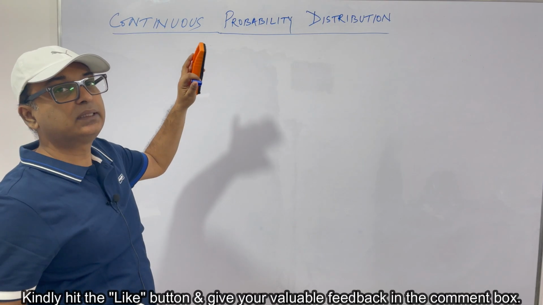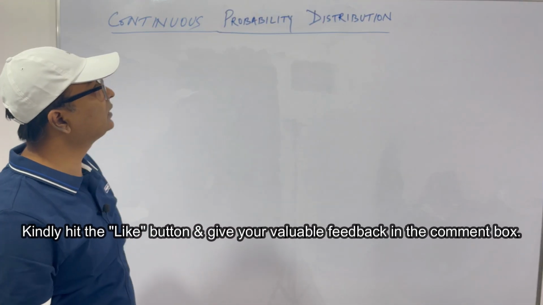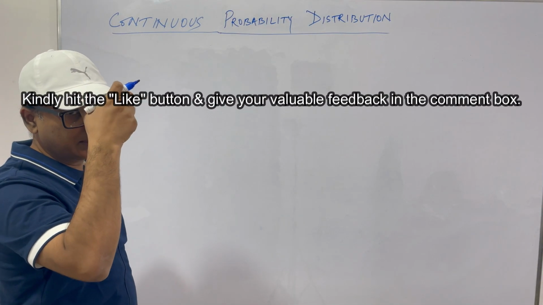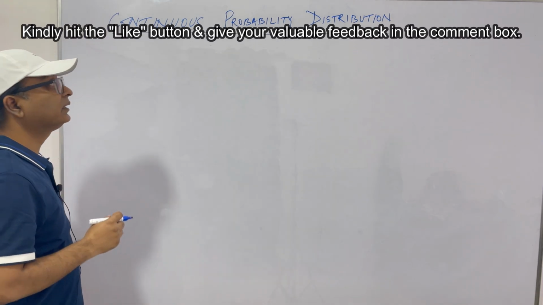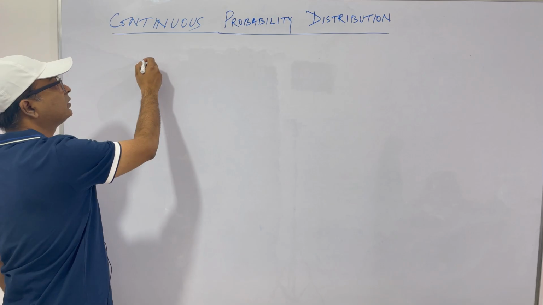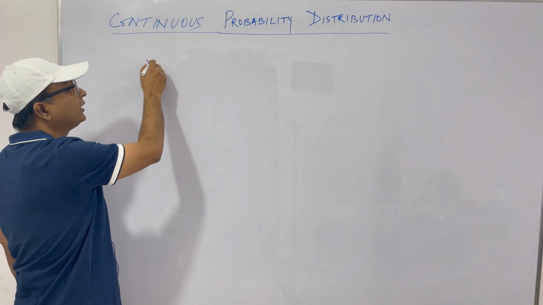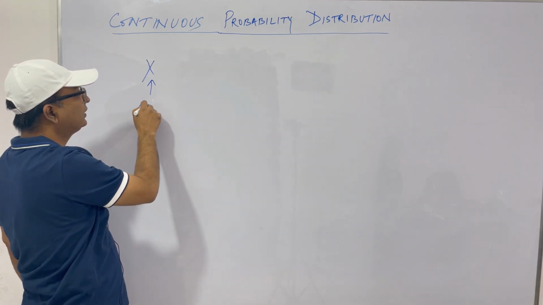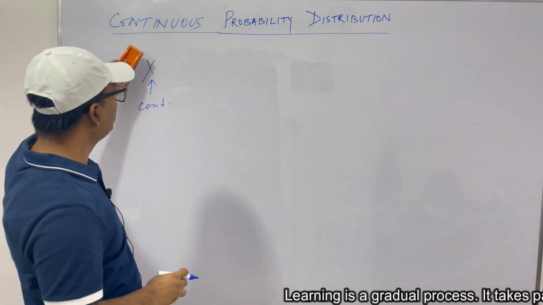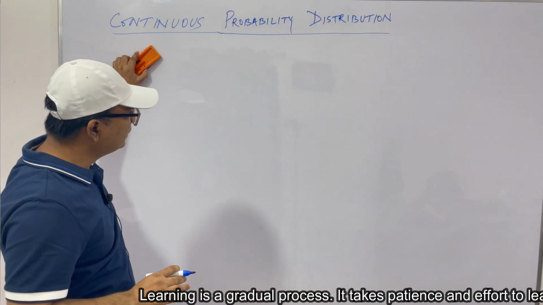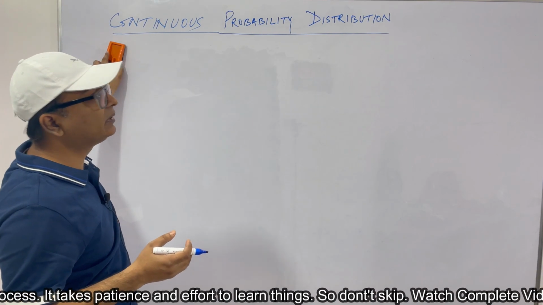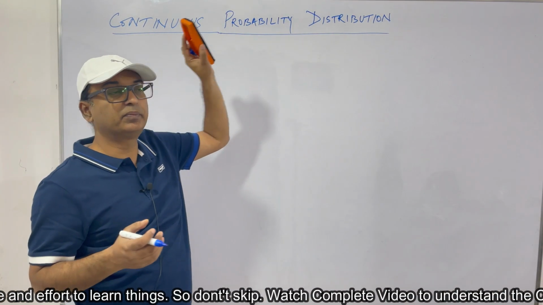We have seen what is discrete probability distribution and what is continuous probability distribution. In the first lecture on this topic, I explained what is discrete and what is continuous probability distribution. The probability distribution that is associated with a continuous variate is called continuous probability distribution. But there is a very conceptual difference between discrete probability distribution and continuous probability distribution.